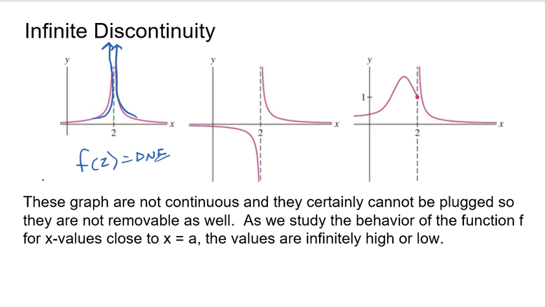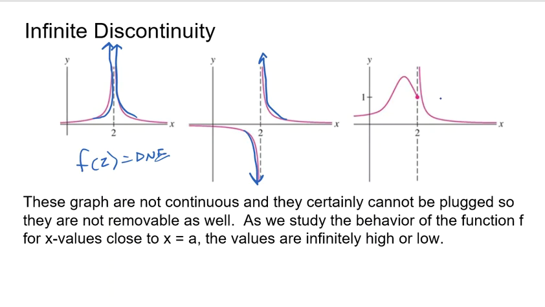Here's another one where we see at 2. Once again, there's no point in 2. So right there's a problem. As I approach from the left-hand side, I'm going down towards negative infinity. As I approach from the right-hand side, I'm going up towards positive infinity. So again, they're not coming together. A clear, big discontinuity.